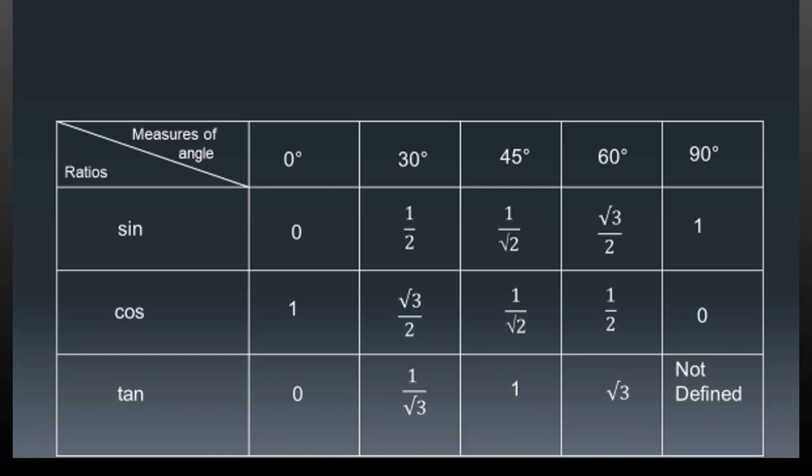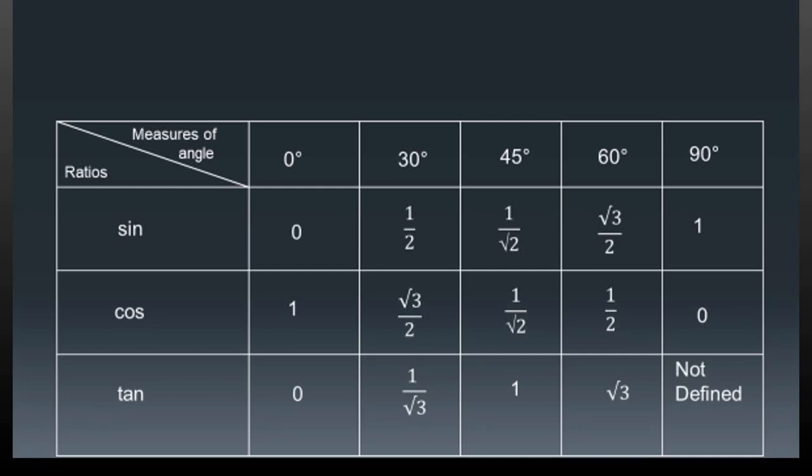Next is about the table. This table also we have seen how to draw. Let us quickly revise the ratios and the measures of their angles. Sin 0 degree is 0, sin 30 degree is 1 upon 2, sin 45 degree is 1 upon root 2, sin 60 degree is root 3 upon 2, and sin 90 degree is 1.